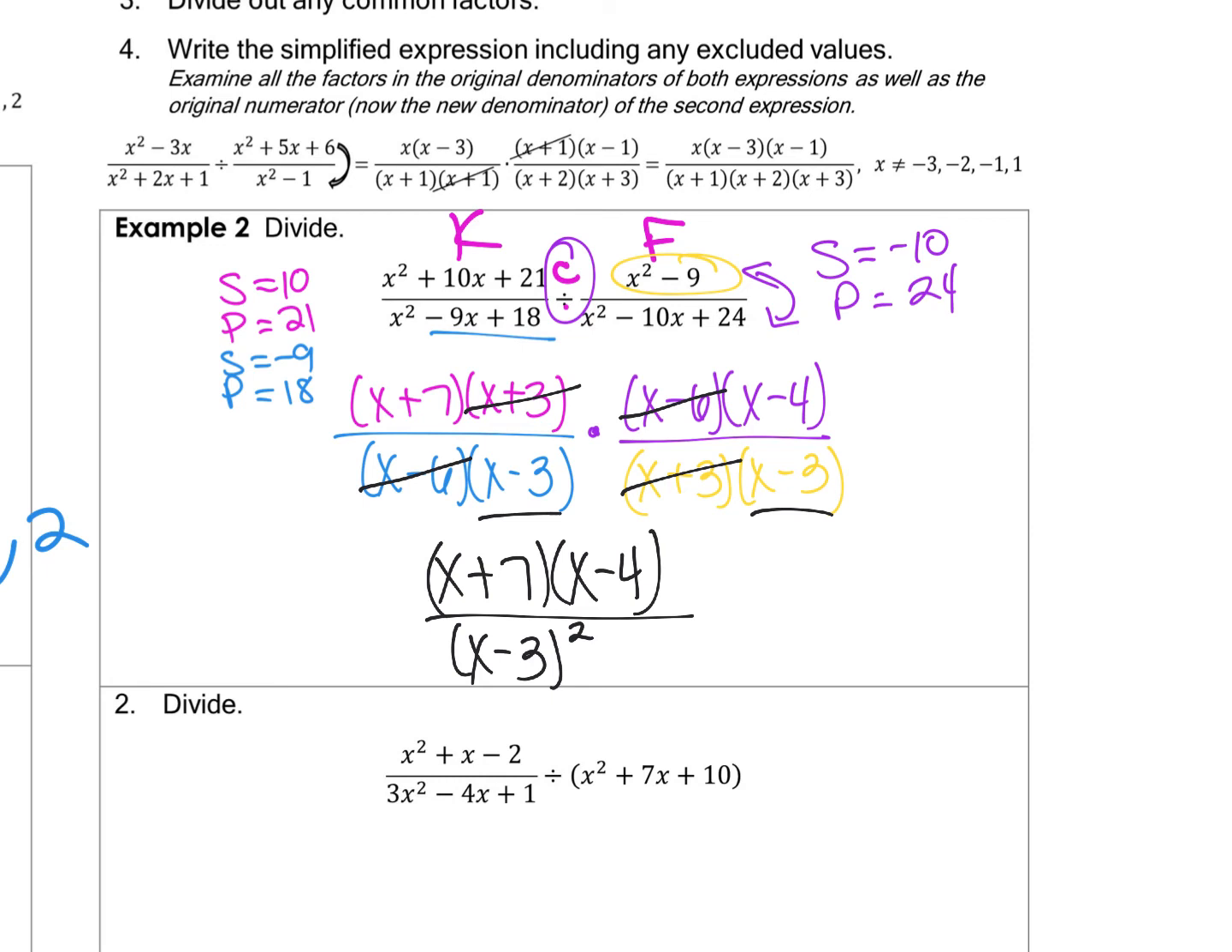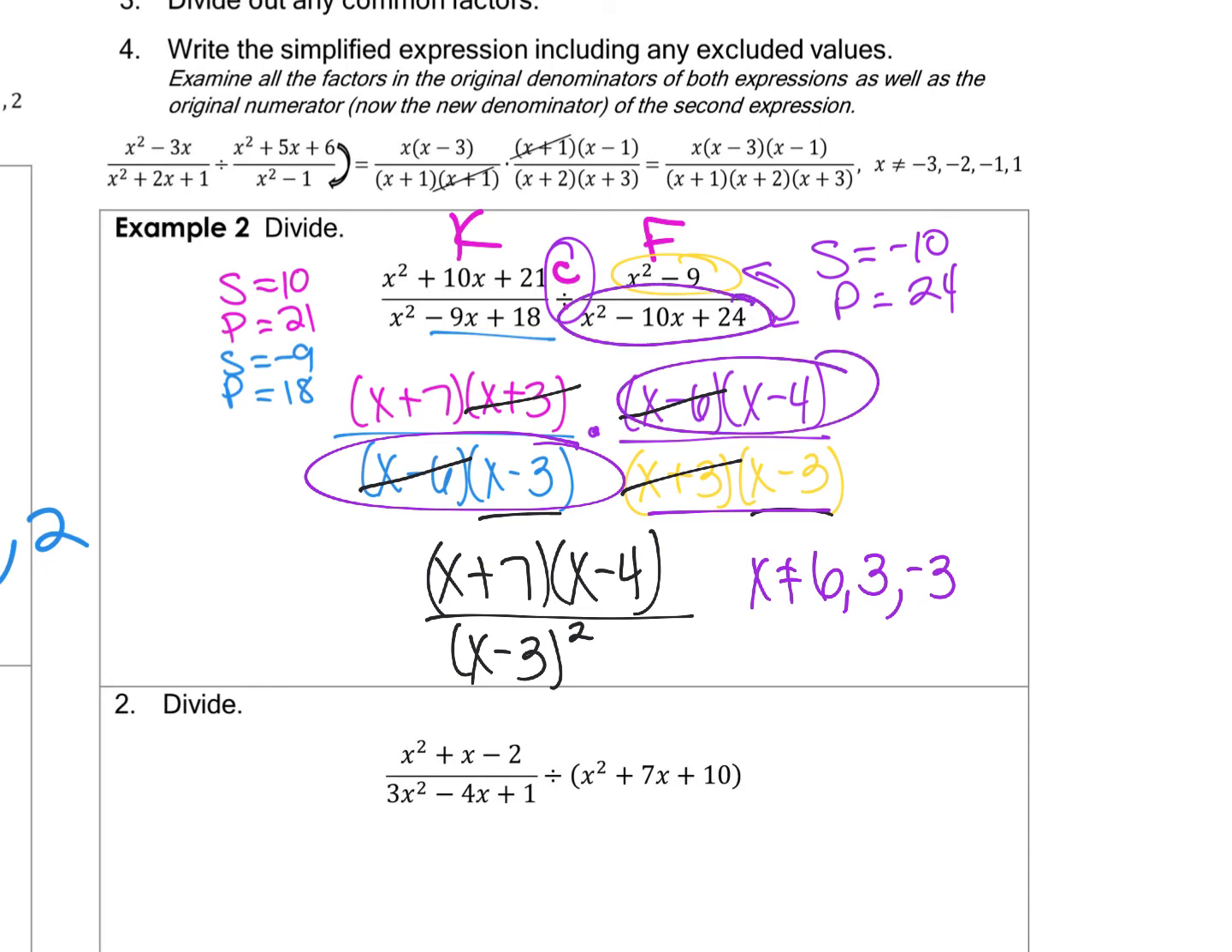Remember, you need to check for excluded values, which would make your denominator 0. So I need to look here. So x cannot equal 6 or 3. This one would be -3 and 3, but we already wrote -3 down. Anytime you're dividing, you have to also look at your original denominator at the beginning. So that's this piece here. So that would be 6 and 4. We already had a 6. So that's a common mistake, is forgetting about that original denominator before you flipped it. So that would be our answer there.